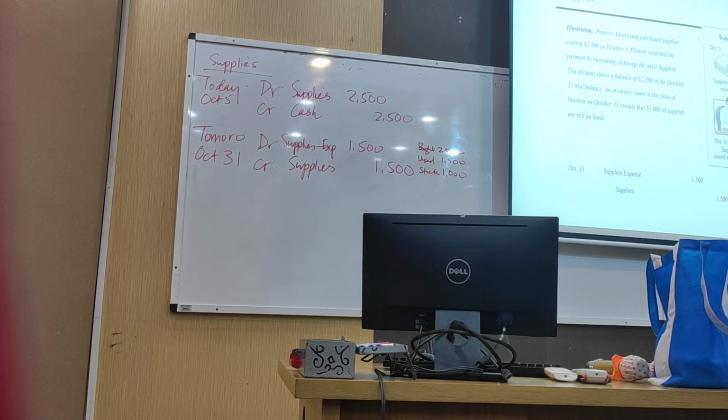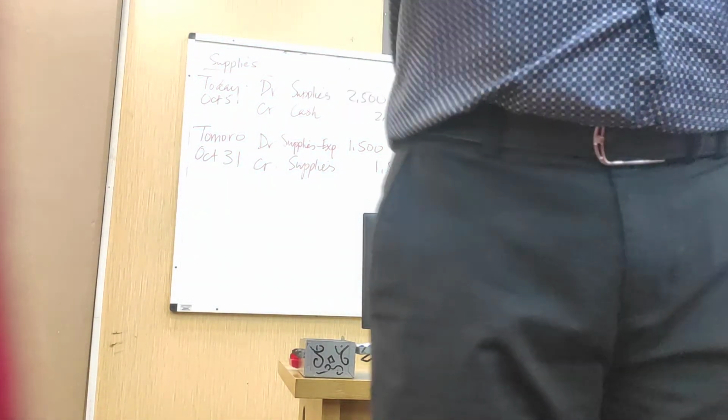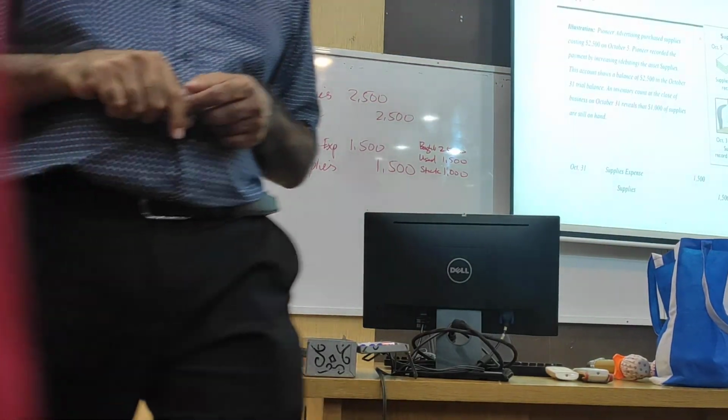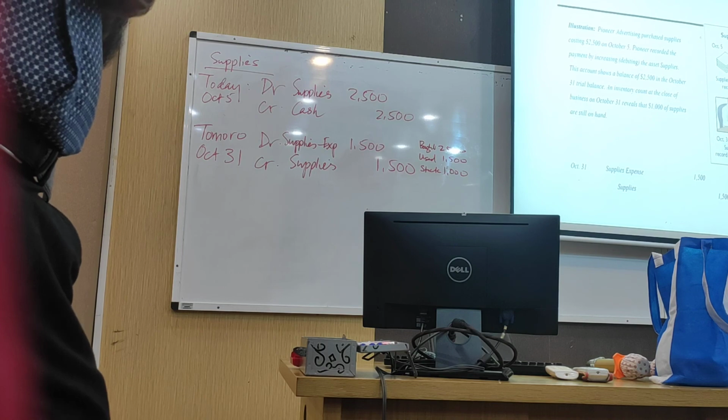You are T, right? You clear? Quế, you clear? Okay. Mister. Yes. Why only October 31 first? Why is the supply still 1,500?